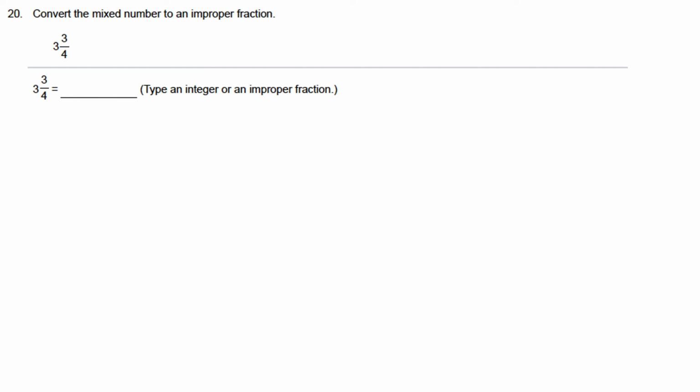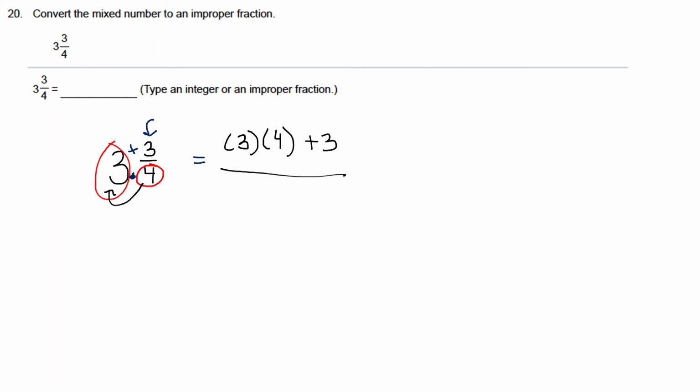Convert the mixed number to an improper fraction, 3 3/4. So again, first we're going to multiply the denominator times the whole number. So we'll multiply those two numbers together, and then we're going to add that number to the numerator. So the denominator times the whole number, and then add the numerator. And we're going to place that over the original denominator.